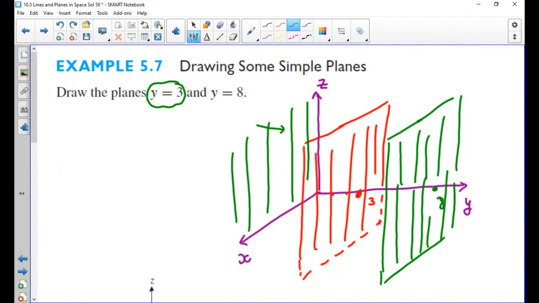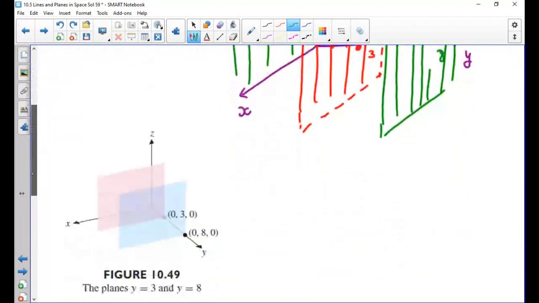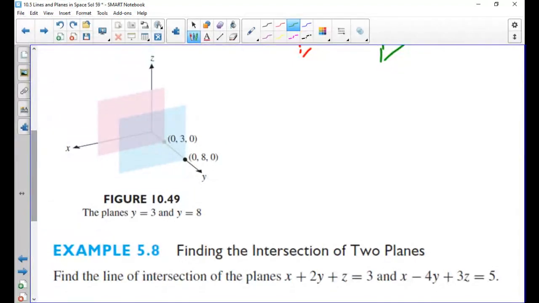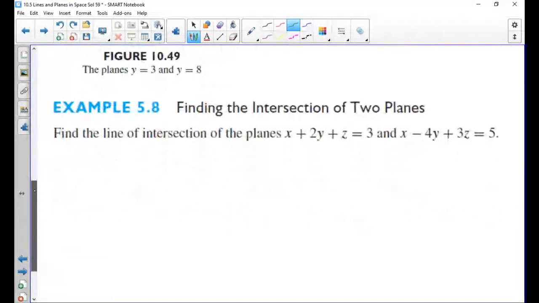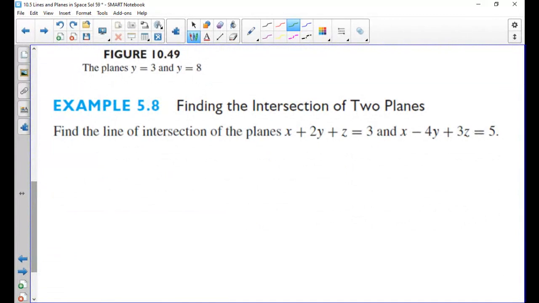X equal 2, for example, will be exactly the same. X equal 2 will be parallel to which plane? Y, z. Yes, x equal 2 will be parallel to the plane yz, like that. So here you can see these planes, one in pink there and one in blue. So it's important to know this.